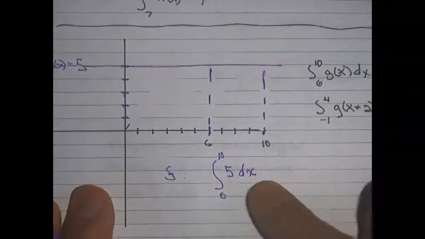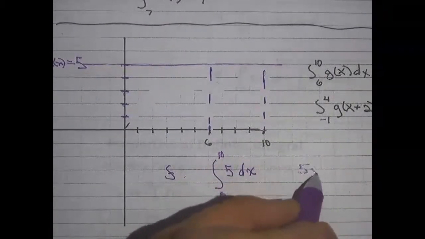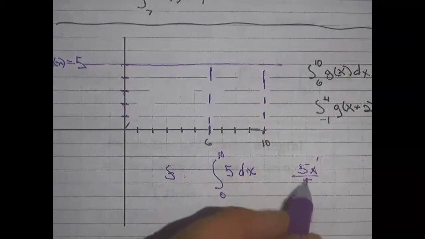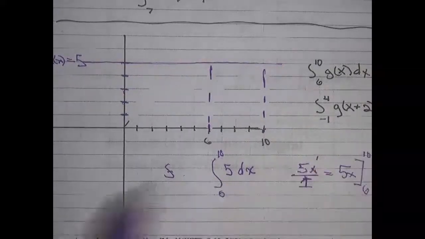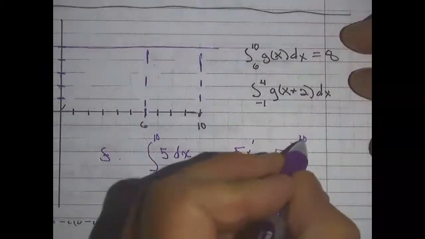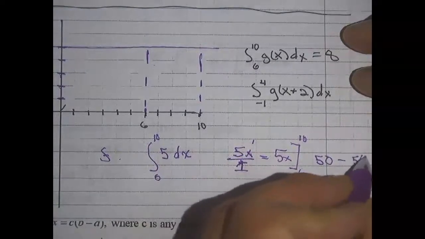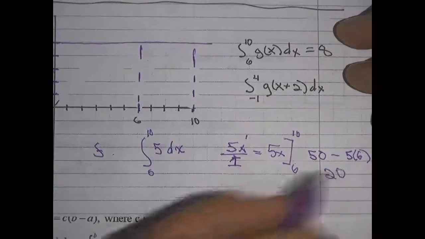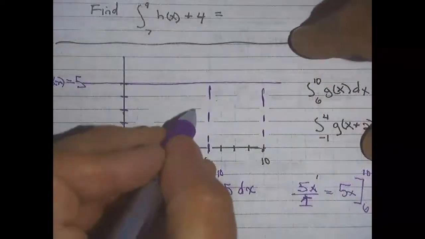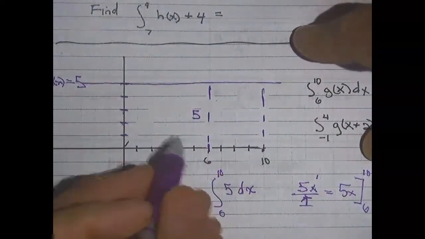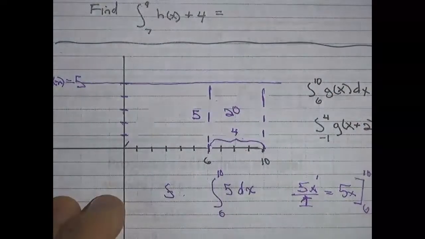You could go through and do the antiderivative of this, which would be 5x to the first over 1, or just 5x. Then you could evaluate it from 6 to 10. So that would be 5 times 10, 50, take away 5 times 6, 30. So the area of that would be 20. That's using the fundamental theorem of calculus. However, we can see that this height is 5. This length right here is 4. So 5 times 4 gives you 20.